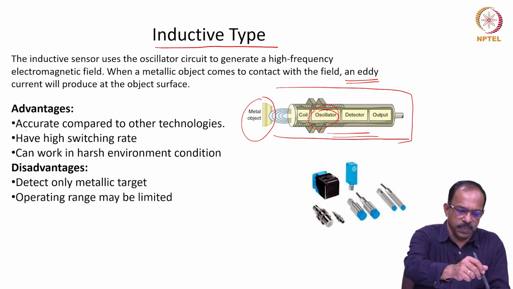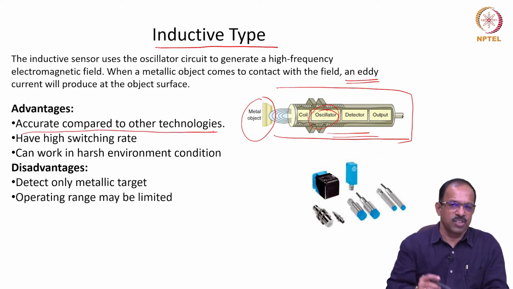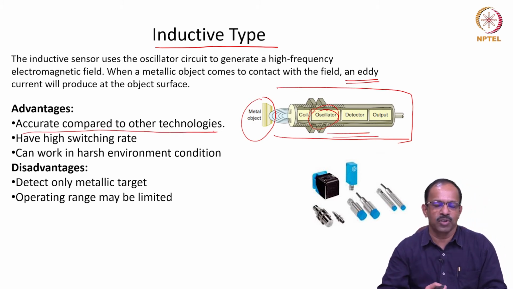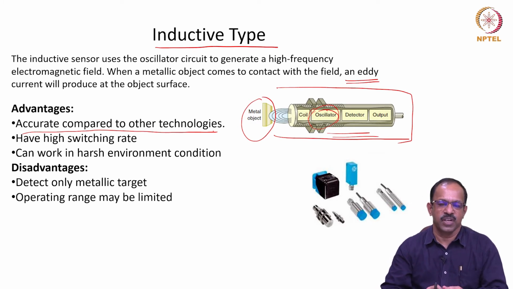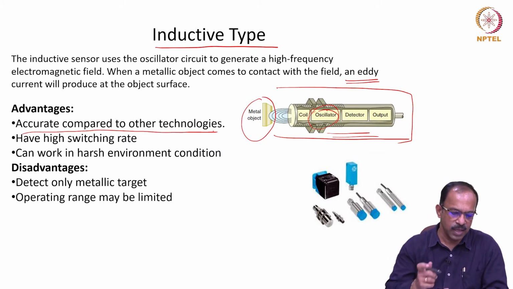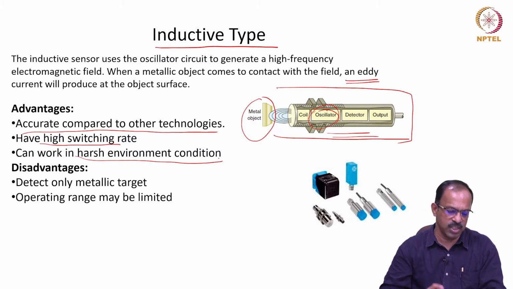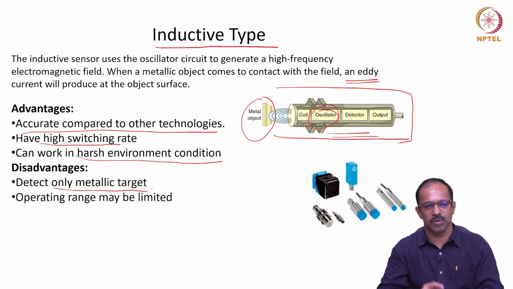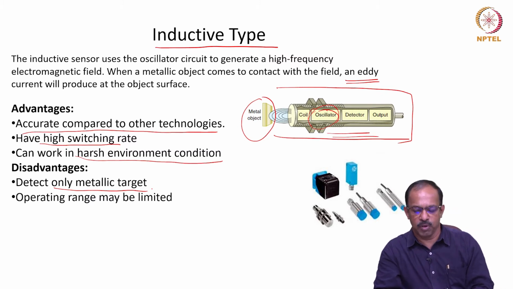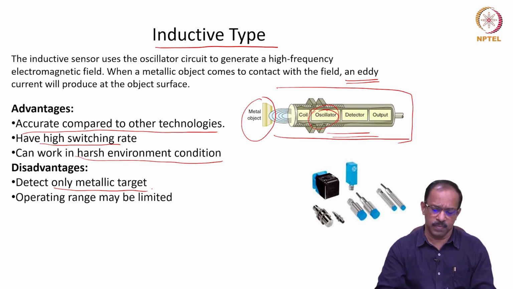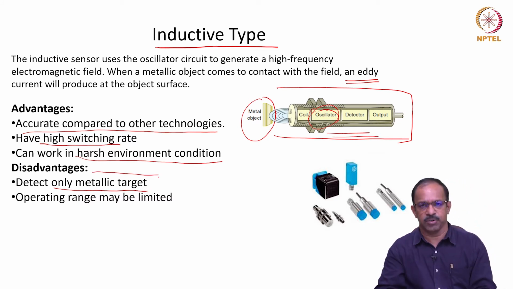That is basically the principle of the inductive type sensor. It is very accurate compared to other technologies, because only the variation in the oscillator circuit needs to be measured, and that tells you whether there is a change in the oscillation, and so whether there is a presence or absence of an object. It has a high switching rate, so it gives a very fast response, and it can work in very harsh environments. But the disadvantage is that it works only for metallic targets. There are non-metallic sensors also, but most of the inductive ones follow metallic targets only.